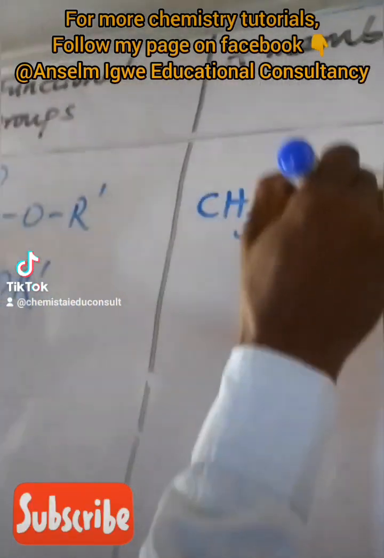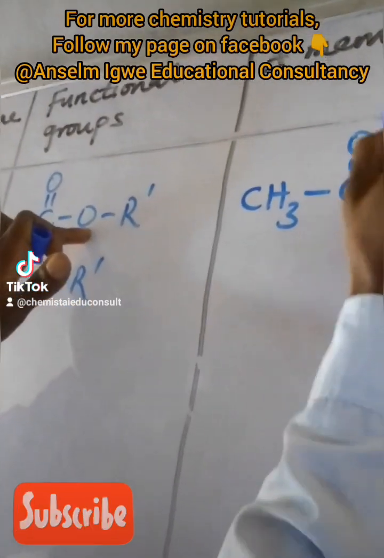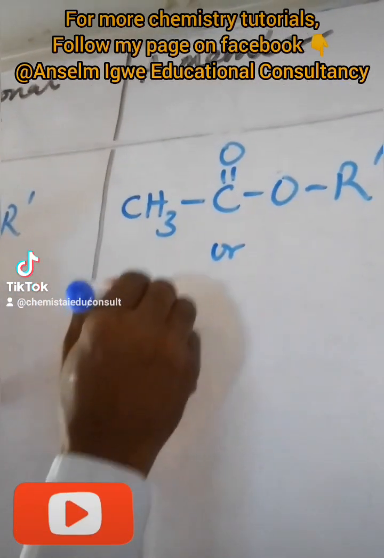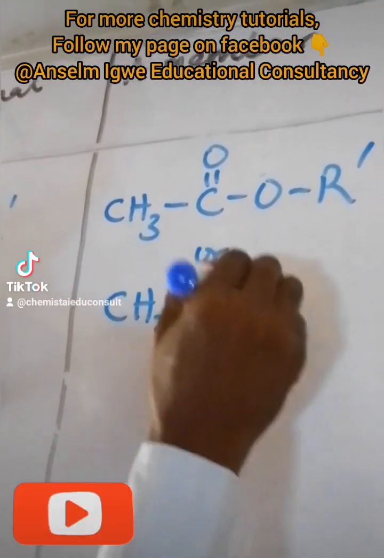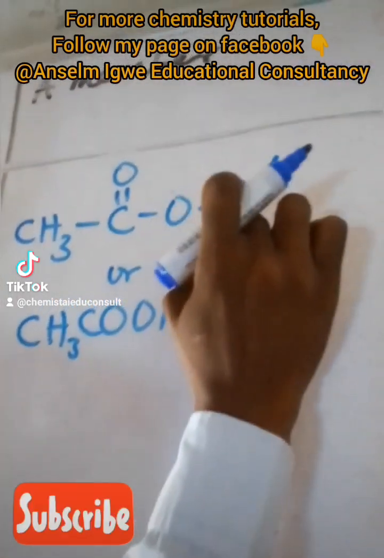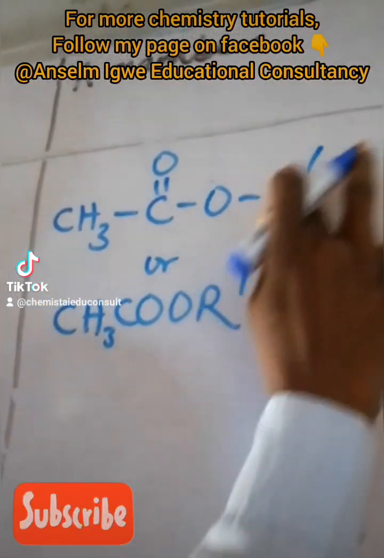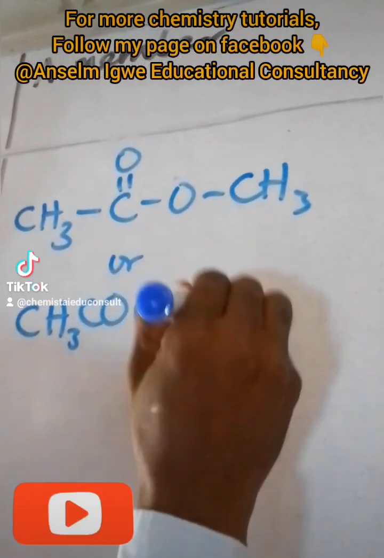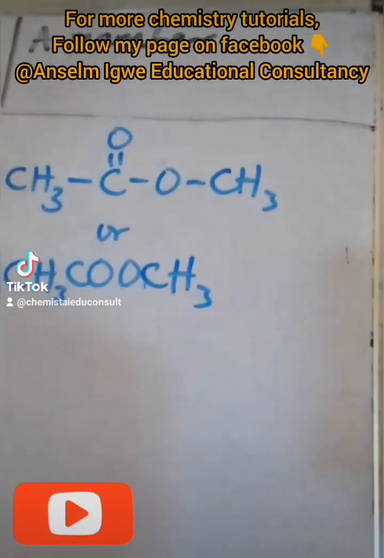Then we link our COOR prime. You can condense it as CH3COOR prime. But no need of putting R prime. You will also replace the R prime. Let's replace it by CH3. So what is the name of this compound?